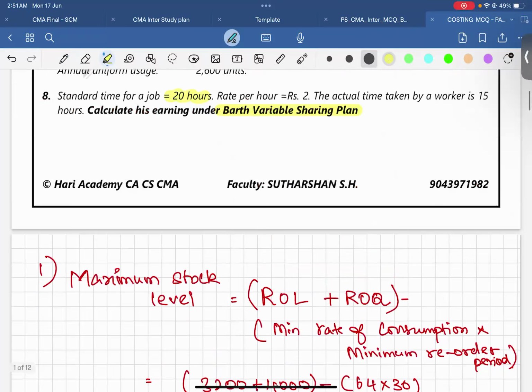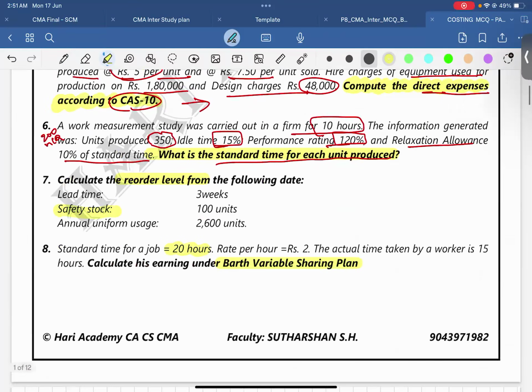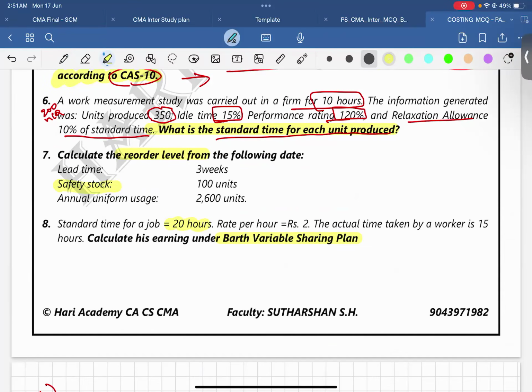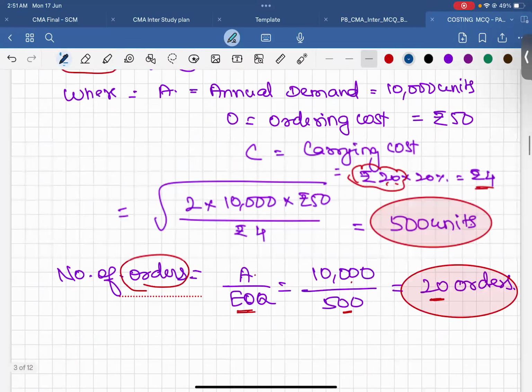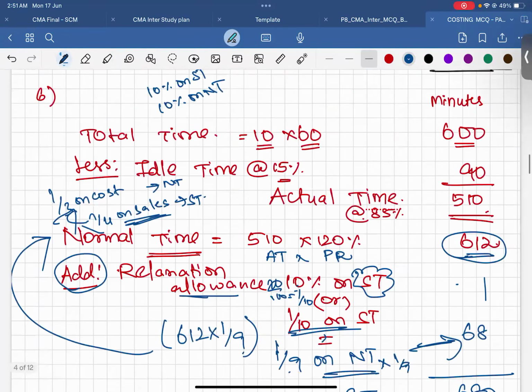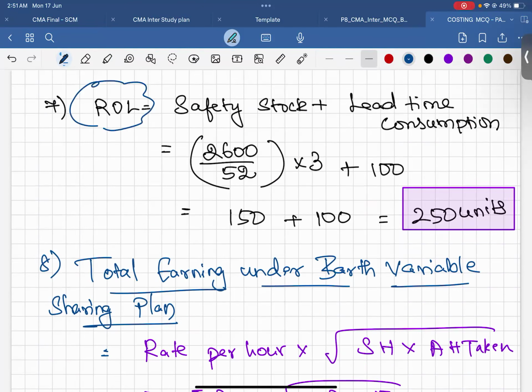Next, we'll go with question number 7. Important question, interesting question. Calculate the reorder level from the following data. Lead time is 3 weeks. Safety stock is 100 units. Annual usage is 2,600 units. So the ROL, the reorder level, the formula is safety stock plus lead time consumption.